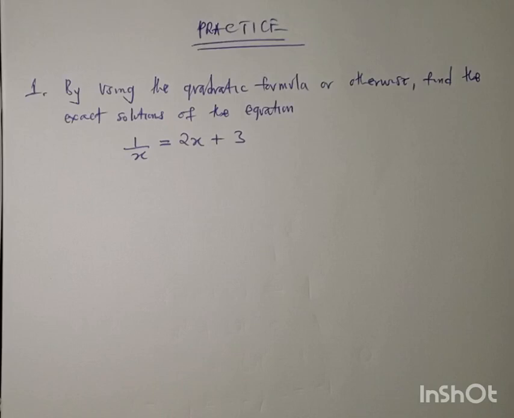By using the quadratic formula or otherwise, find the exact solutions of the equation 1 over x is equal to 2x plus 3.